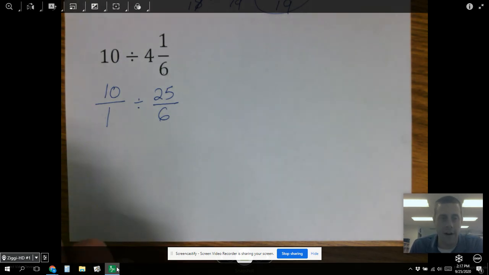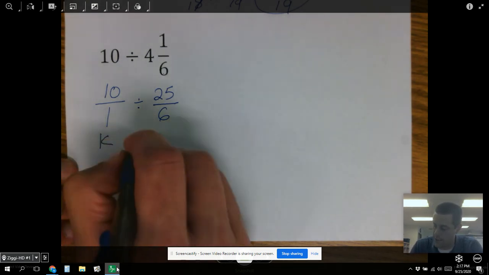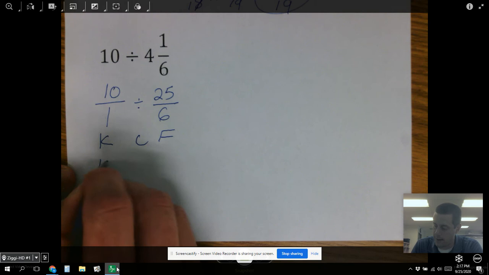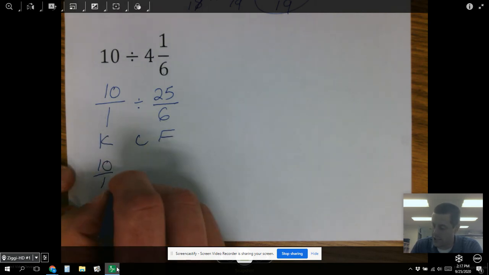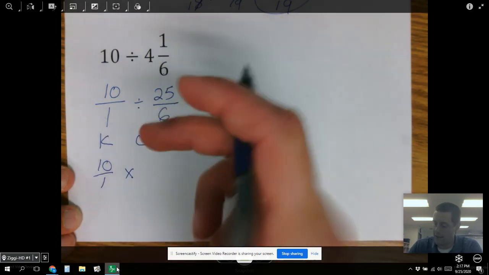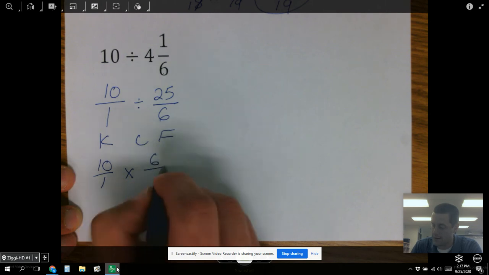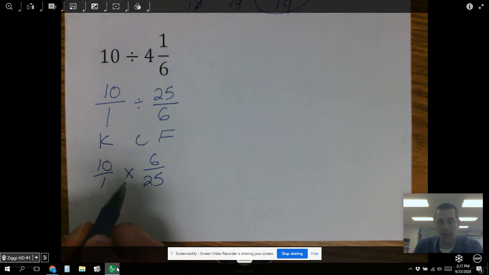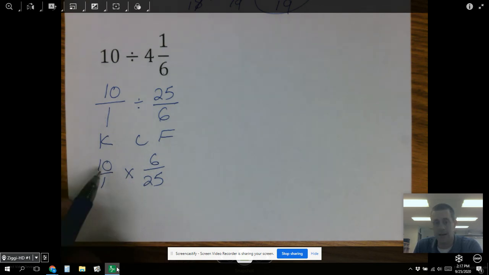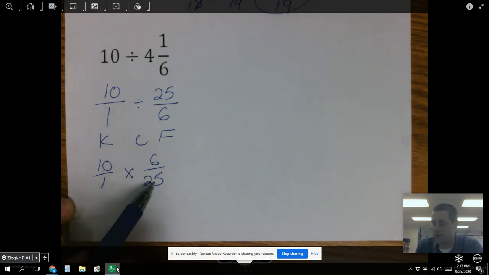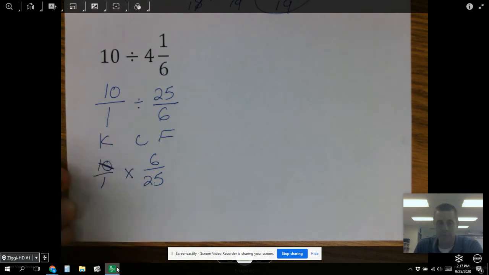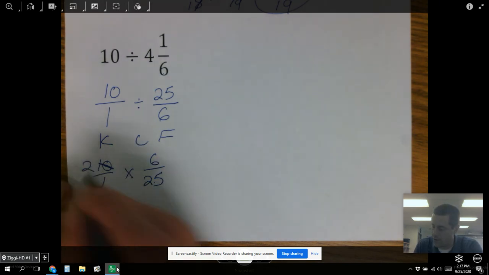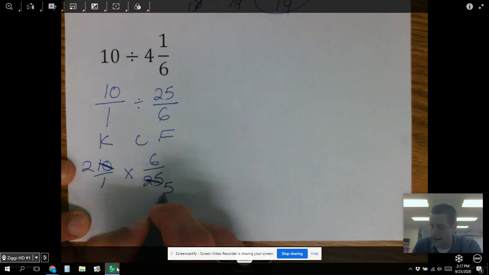Now that everything is in fraction form, it's time to keep, change, and flip. Keep the 10 over 1 the same. Change division to multiplication, and flip that 25/6 into 6/25. Because we have a multiplication problem now, we can cross simplify if we see any common factors. 10 and 25 are both divisible by 5. 10 divided by 5 is 2. 25 divided by 5 is 5.